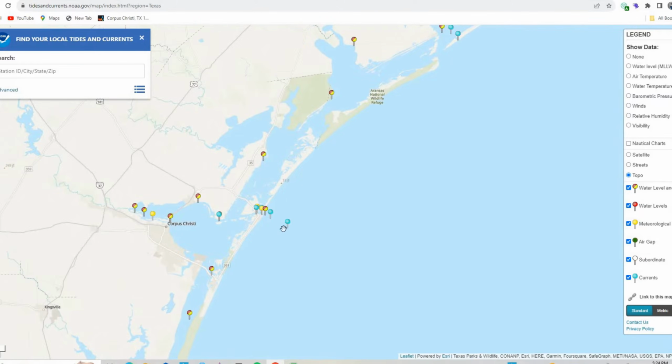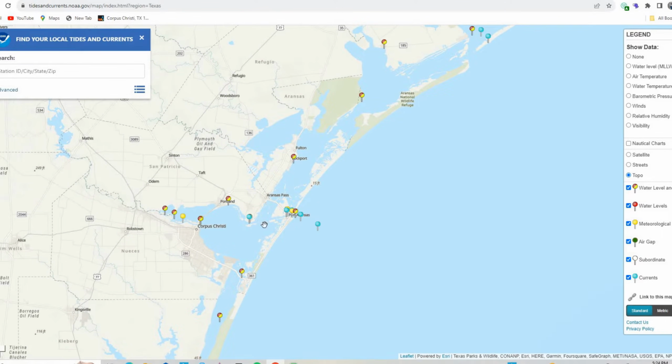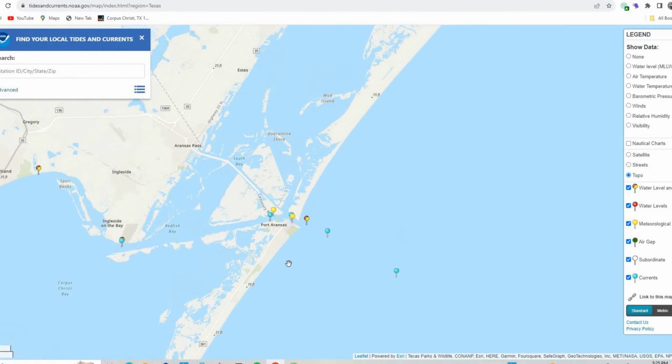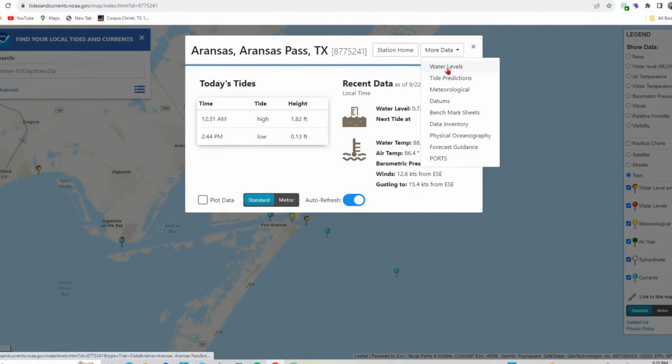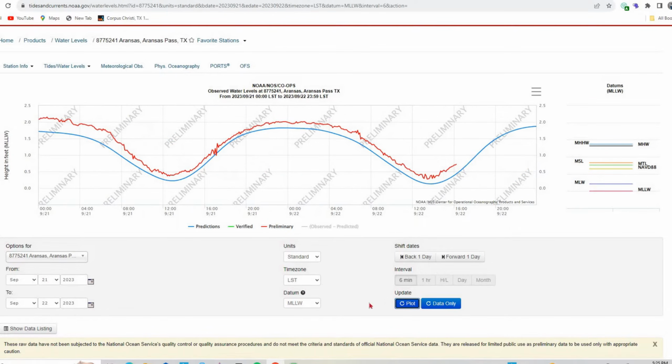The other color buoys, they don't read everything that I need, and the only ones I use are the red and yellow. So you click on one of the buoys that is nearest to wherever you're going to fish at. So if I was going to fish Aransas Pass, I would click on this one right here. Up here under more data, you click on that, and then you select water levels. Be sure to change your time zone to LST, and then you can hit plot.